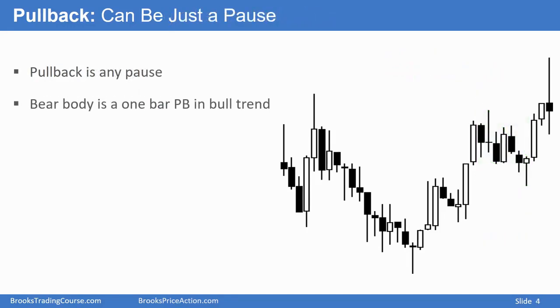A pullback is any pause. So for example, if I have a bull trend and a bear bar, that is a pullback. Whether or not this low went below that low, I still call it a pullback. In this case, it did go below that low, so most traders would call it a pullback.